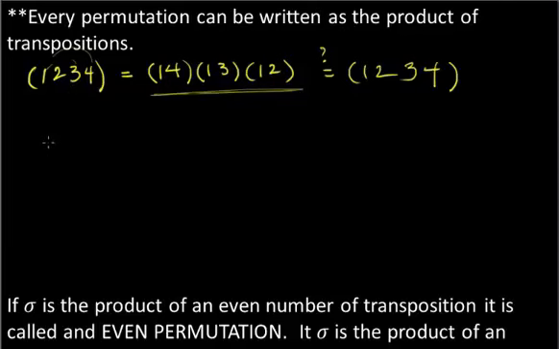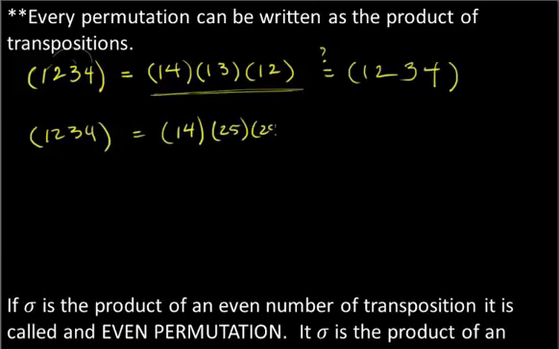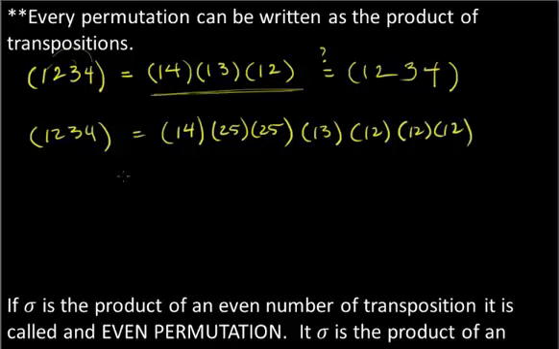we're going to call it an odd permutation. Notice I could also say 1, 2, 3, 4 is equal to 1, 4, then 2, 5, 2, 5. What's that? That's the identity. And then I could put 1, 3, and I could put 1, 2, and maybe another 1, 2, and another 1, 2. Okay, so here's another way to write it. Notice these just cancel each other out. Those are inverses. These are inverses. So you still have 1, 4, 1, 3, 1, 2.